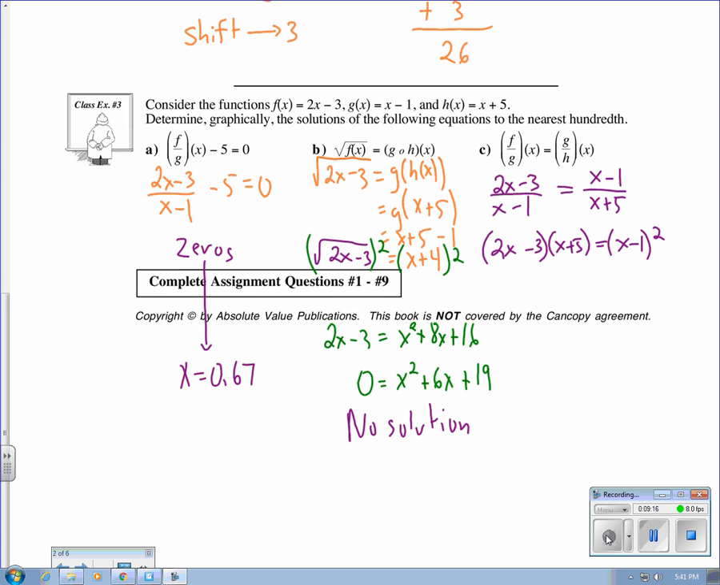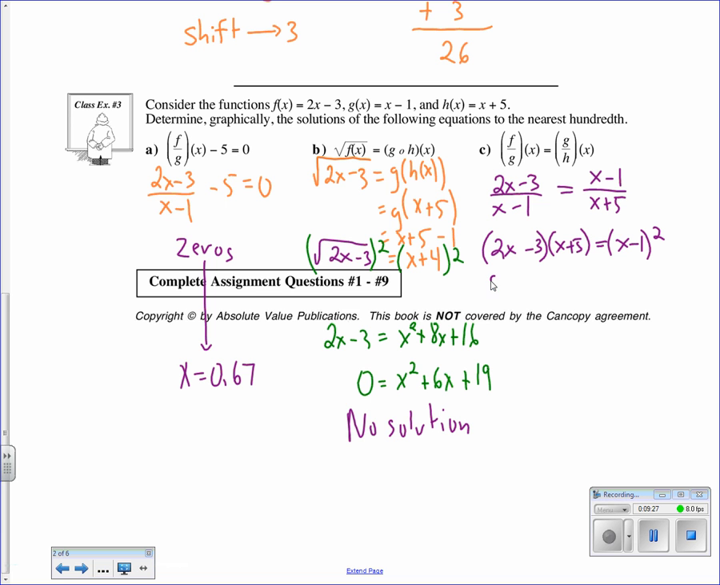I must admit finding the roots for this one was difficult, plotting in either version 1 or version 2. I actually simplified my statement in hopes of getting something that was easier to read. So 2x squared plus 10x minus 3x minus 15 is equal to x squared minus 2x plus 1. So I get a 0 ability, and I get x squared plus 9x minus 16.